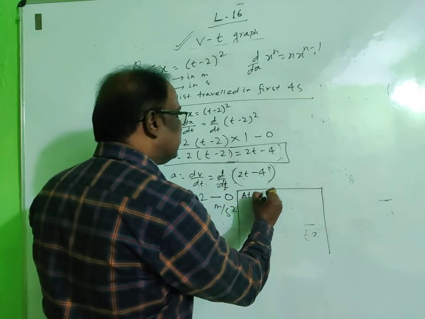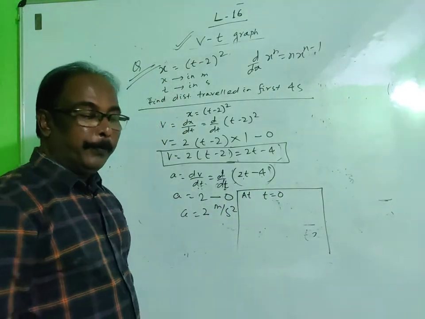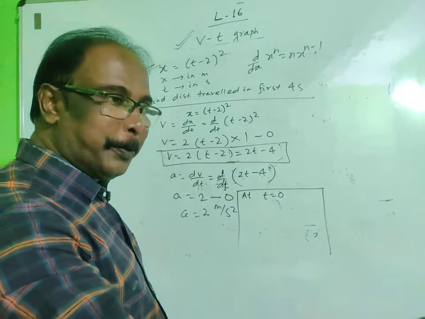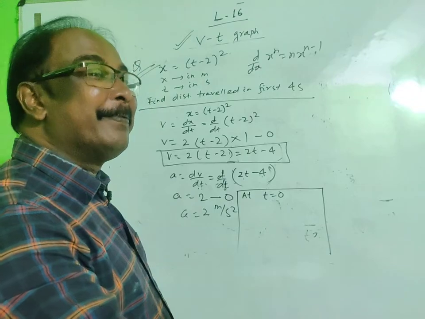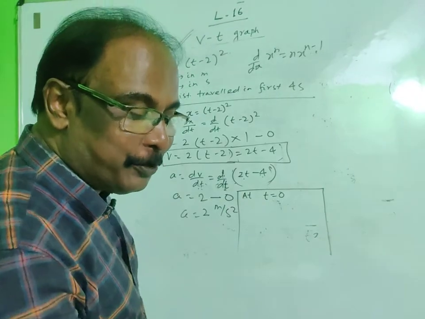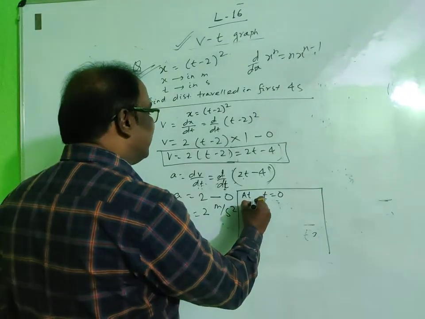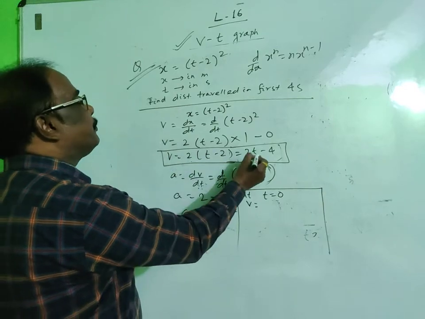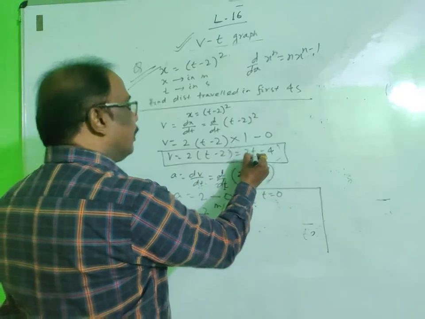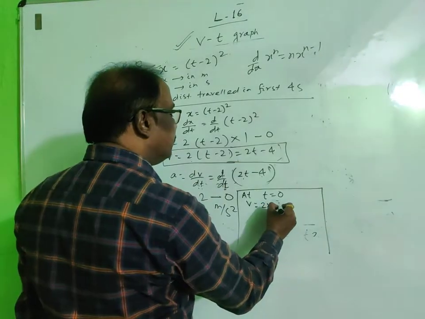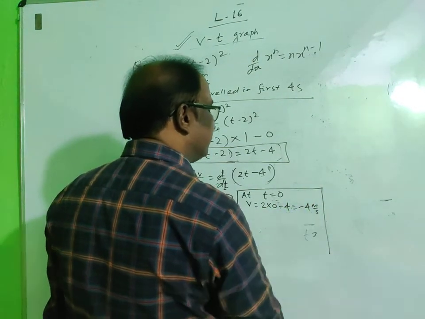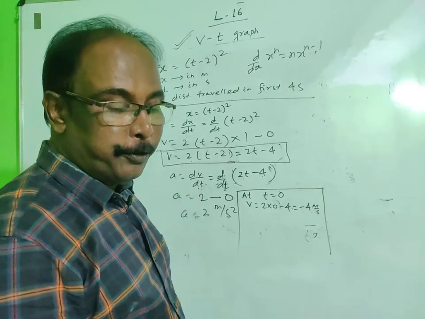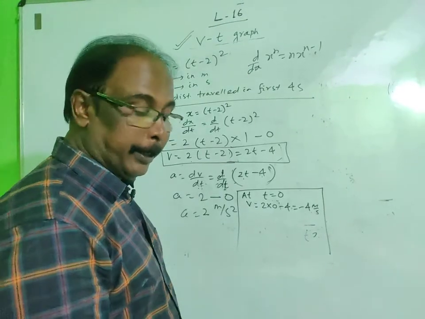At t is equal to 0. If you take initial time is 0, is it clear? If initial time is 0, then what is velocity of the body? See, this is the equation of velocity. T is 0: 2 into 0 minus 4 means velocity is minus 4 meter per second. Velocity is negative, minus 4 meter per second.